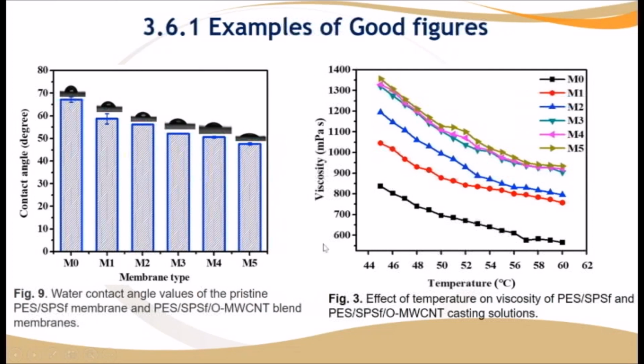And then in addition to the labeling of your figures, there are the figure captions, okay? You construct a figure and at the bottom you state exactly what the figure is communicating. What is this figure 3 about? It is looking at the effect of temperature on viscosity. What is this figure 9 trying to tell the reader? It's looking at the different water contact angle values of pristine membranes compared to the ones that are functionalized. Clear. Put a figure caption.